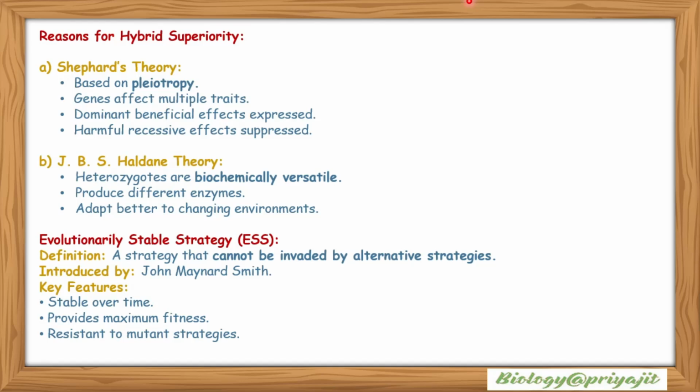So in conclusion, we can say that natural selection and fitness explain how favorable traits increase in populations through different modes of selection, while concepts like heterozygous advantage and evolutionary stable strategy help us understand adaptation and stability in evolution. Together, these ideas provide a strong foundation for understanding how organisms survive, reproduce, and evolve over time.